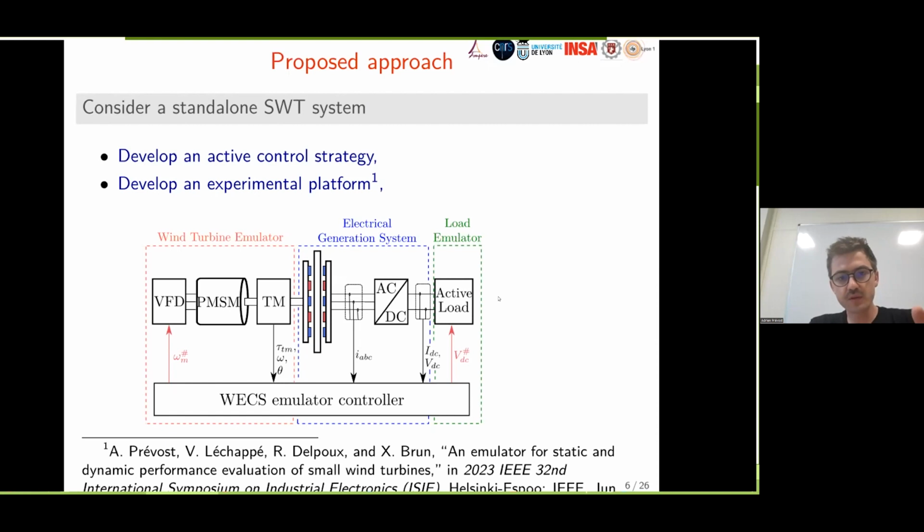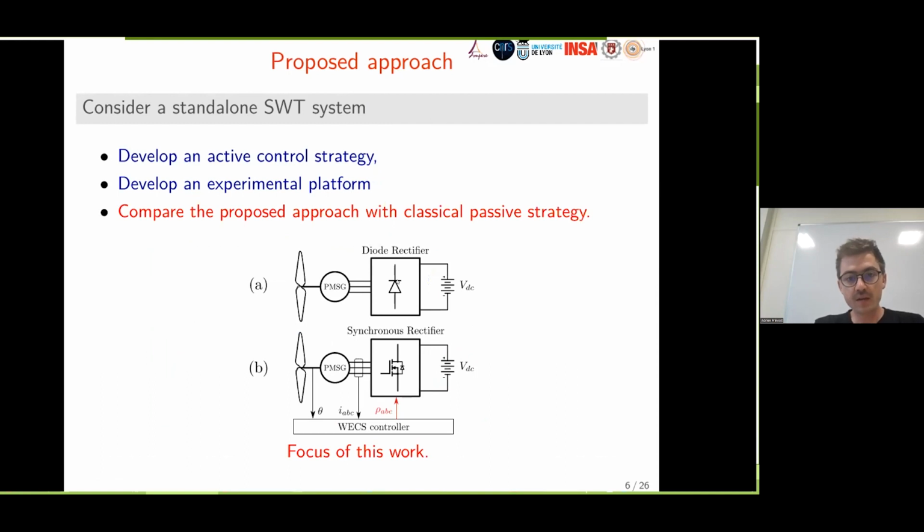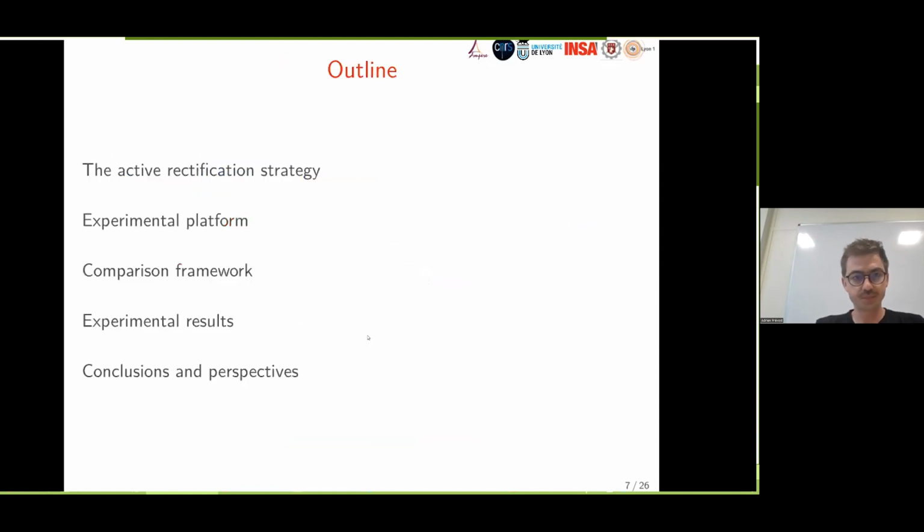So we will use this tool to compare our strategies, and we will use the same generator. We'll see later that it might be a problem to use the exact same generator to compare both strategies. And then we compare the strategies, and this is what I'm presenting today.